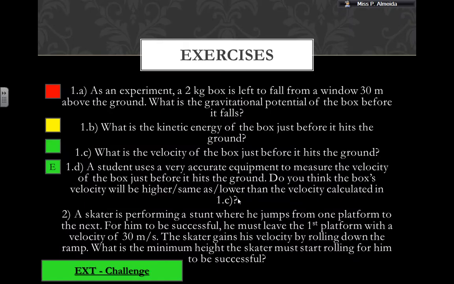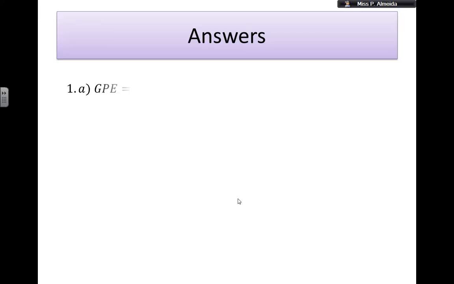Let's try a couple more exercises. As an experiment, a 2-kilogram box is left to fall from a window 30 meters above the ground. What is the gravitational potential energy of the box before it falls? I'll go back to the slides to go on the other questions. Alright, let's do this one.